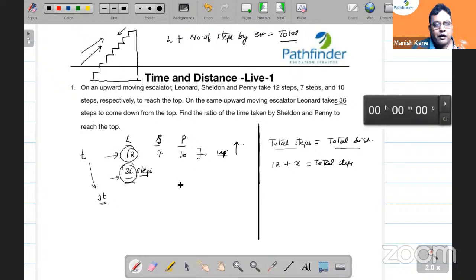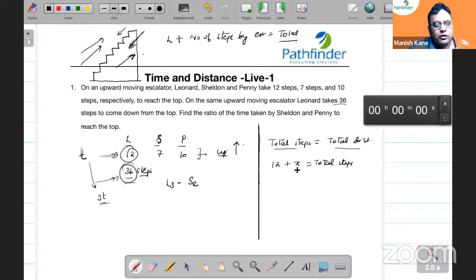But in this particular case, if Leonard takes t seconds to cover 12 steps, he should take 3t seconds to cover 36 steps. The only difference is when he's taking 36 steps, he's walking up and the escalator is moving. Sorry, he's walking down and the escalator is moving up. So obviously the total steps must be steps covered by Leonard minus the steps covered by escalator.